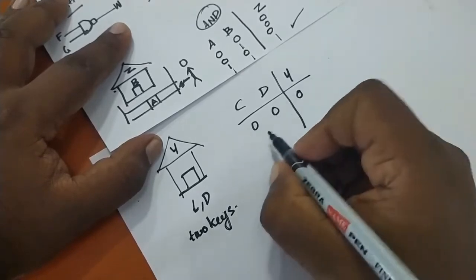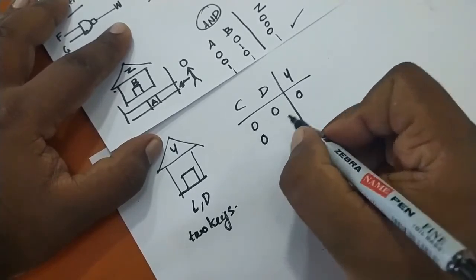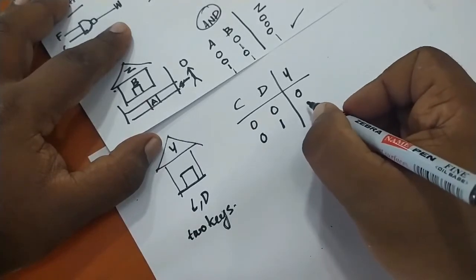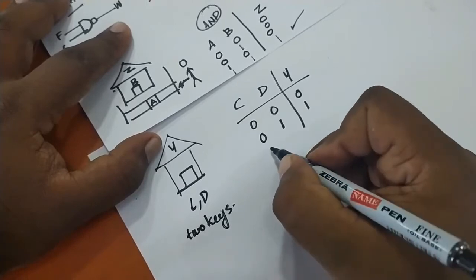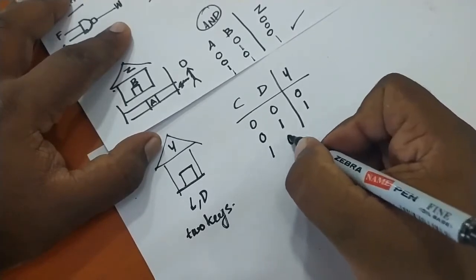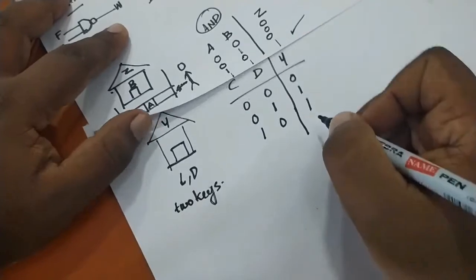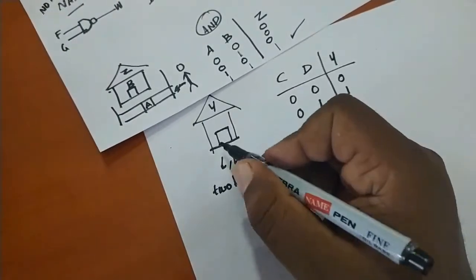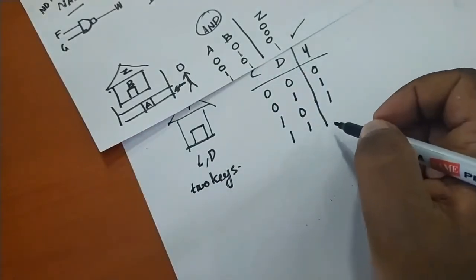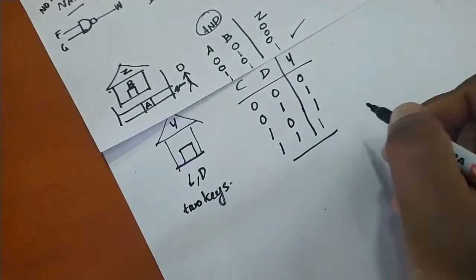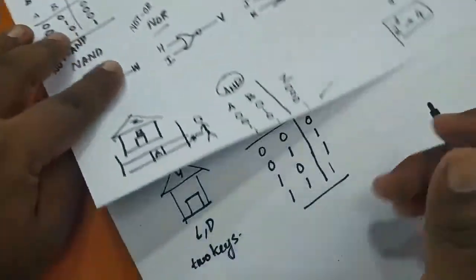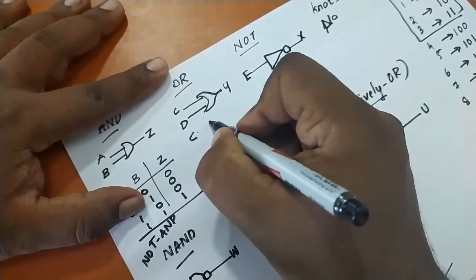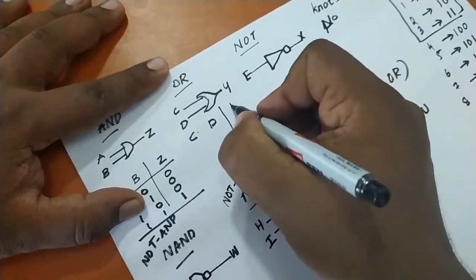Obviously, no. And one fine day, you happen to have the key of D. Will you be able to go inside? Yes, you can. With the key of C? Yes, you can. But what will happen if you have both the keys? You could use any of them and go inside. Isn't that true? And hence, this is the truth table of the OR gate. So we're going to do that here. C and D is Y.